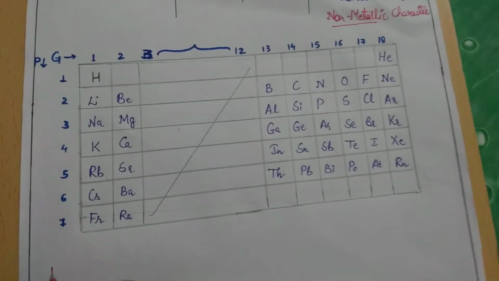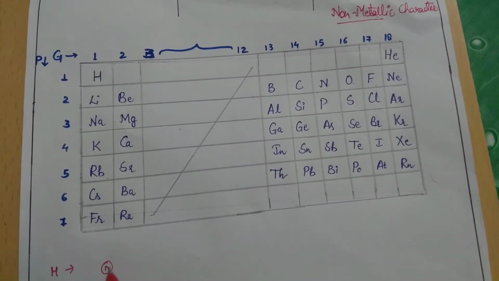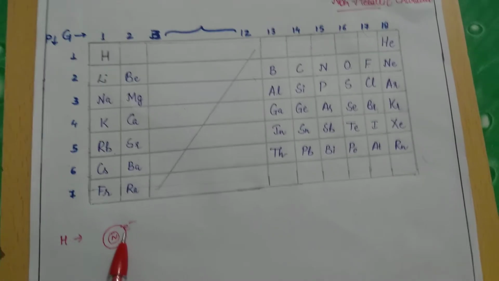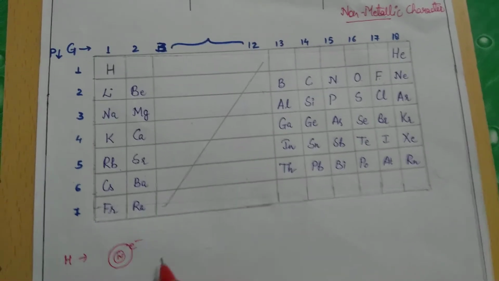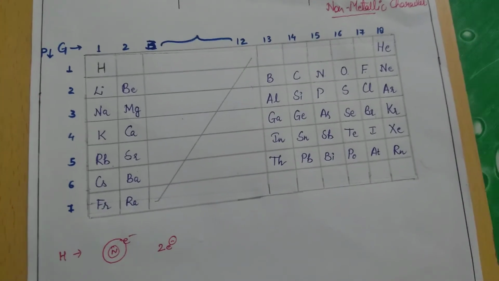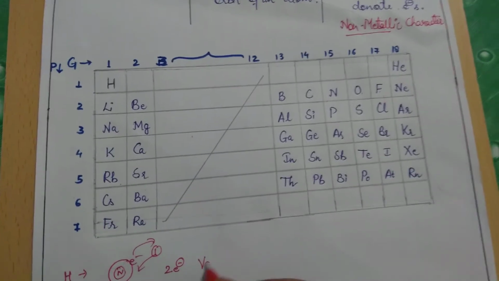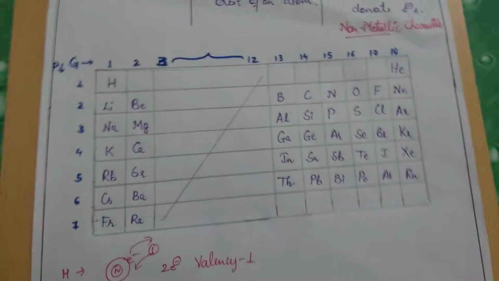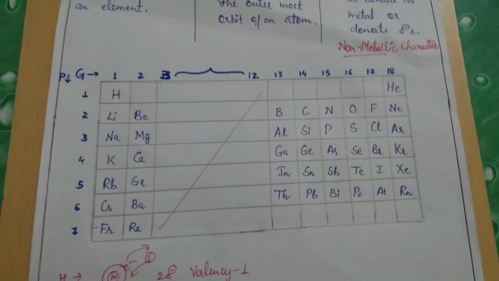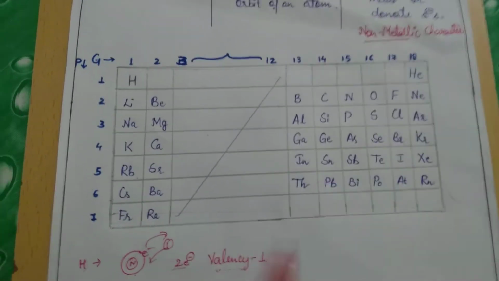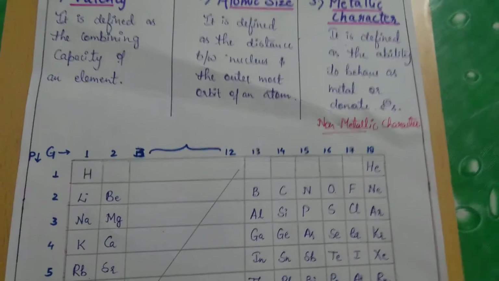For example, let's take hydrogen. If you make a Bohr atom of hydrogen, you will find a nucleus and first orbit, and it has only 1 electron. The first orbit has a maximum capacity of 2 electrons. So how many electrons does it need? It needs 1 electron, or it can donate 1 electron. So its valency will be 1. This way we came to know what valency is. It is defined as the combining capacity, the number of electrons any atom is losing or accepting to complete its duplet or octet.